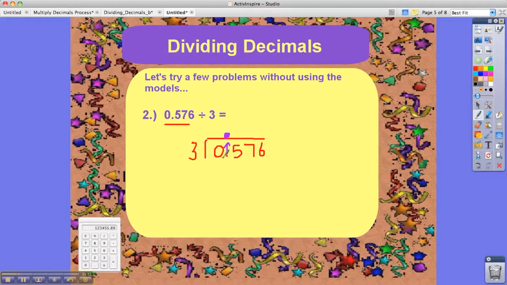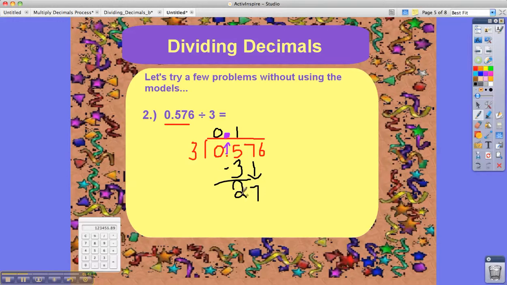So 3 goes into 0, no times, hold our spot. 3 goes into 5, 1 time. Put our 1 right above the 5. 1 times 3 is 3. Bring 3 down here and then we subtract. 5 minus 3 is 2. Don't worry about the decimal, just bring the next number down, 7.